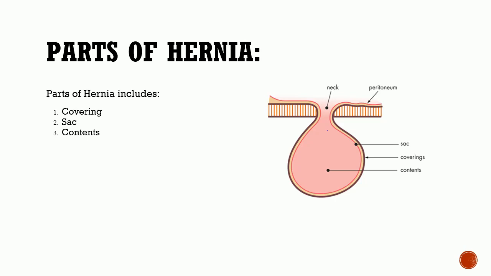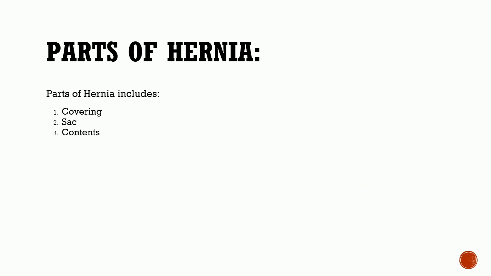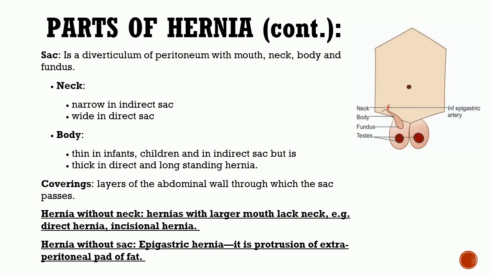Parts of hernia include covering, sac, and contents. Sac is a diverticulum of peritoneum with mouth, neck, body, and fundus. Neck is narrow in indirect sac but wide in a direct sac. Body of the sac is thin in infants, children, and in indirect sac, but is thick in direct and long-standing hernia. Coverings of the sac are the layers of the abdominal wall through which the sac passes.